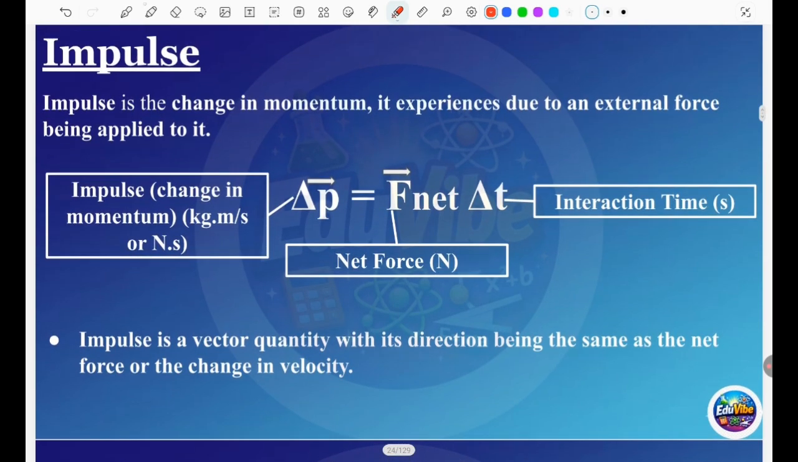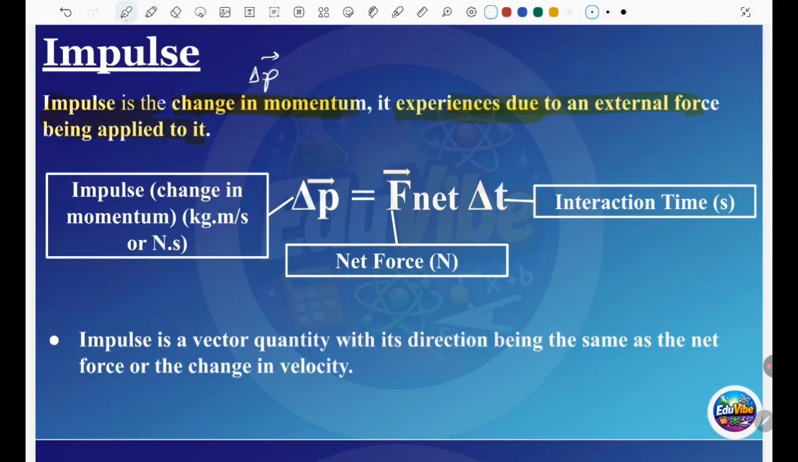Start with the impulse. As I told you in the previous lesson, impulse is the change in momentum, which is delta p. It is experienced due to an external force being applied to it. Impulse is the thing where the external force can be applied, while momentum is not affected by an external force as much as impulse. So impulse is a change in momentum due to the external force.